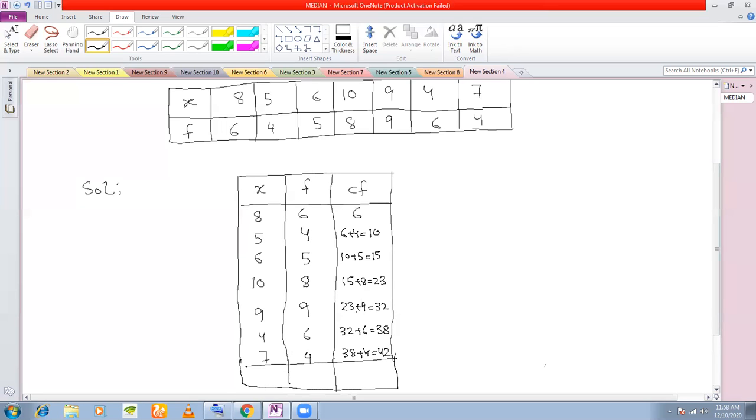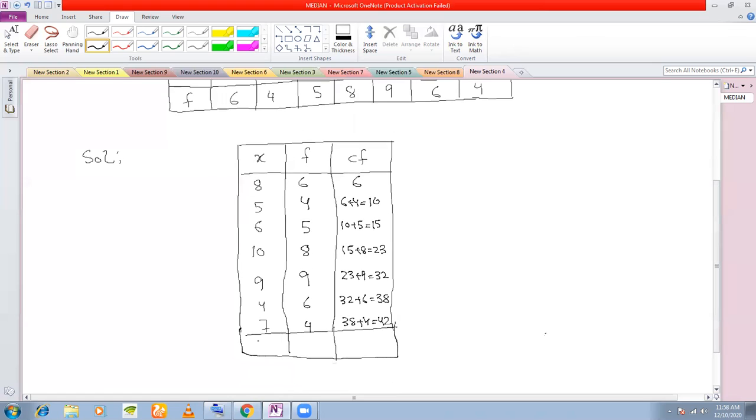Now, if you remember, we need to calculate summation f. What is the total number of observations? This is 42. So here, summation f equal to 42. And 42 is what? Even, right?